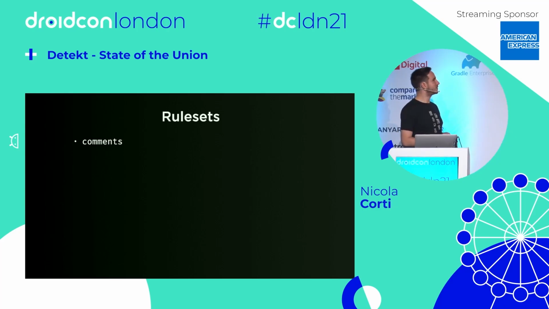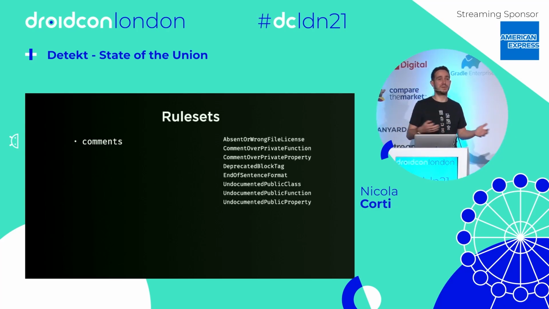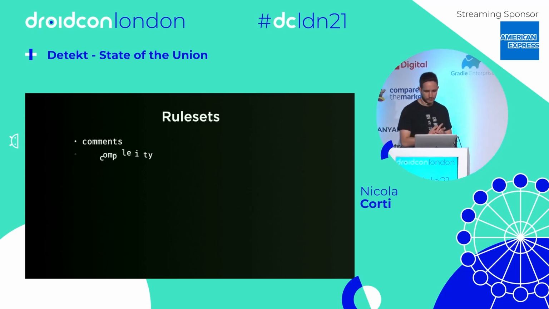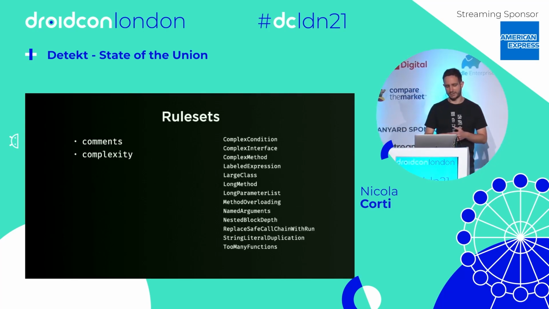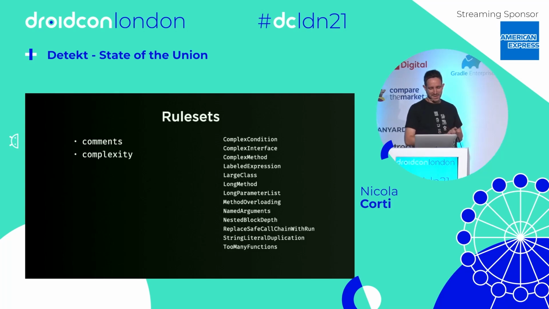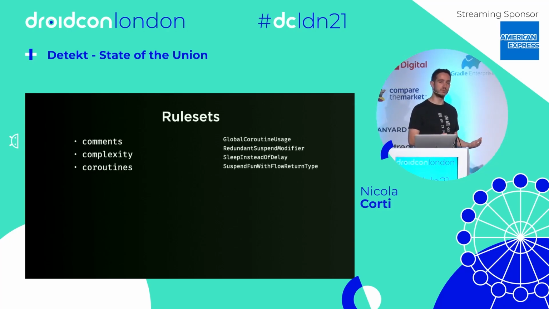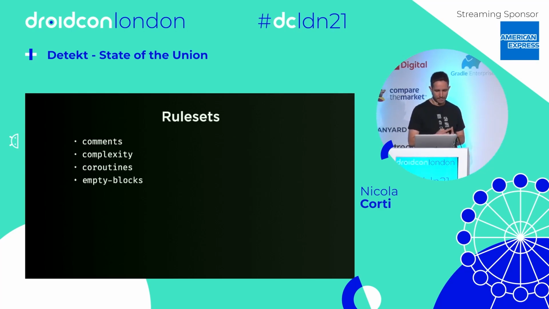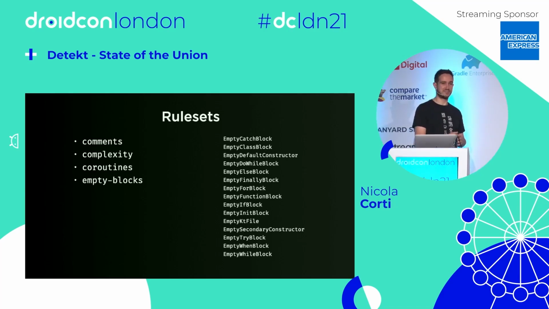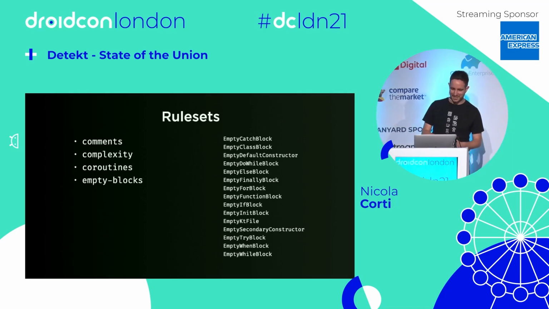Comments. Here we have rules related to documentation and comments, like check if you're documenting public functions and so on. Complexity are rules that are, as the name says, helping you understand if your code is too complex. Like maybe your functions are too long, too many nested blocks, and so on. Coroutines, we have some rules that are specifically designed to help you write coroutine code that is clean and works properly. Empty blocks, well, we check if you're having empty blocks that should not be there.